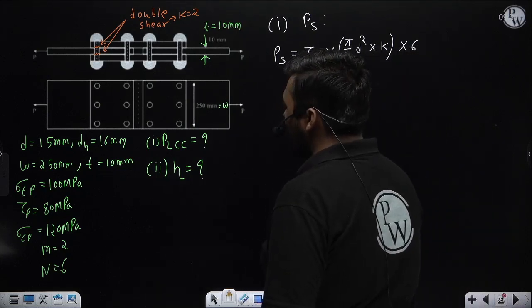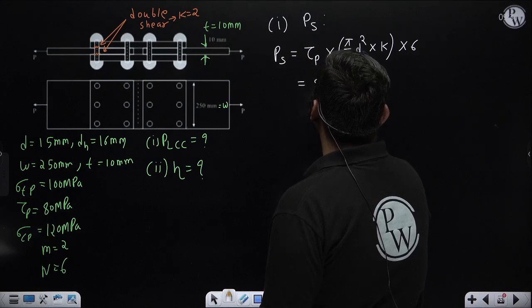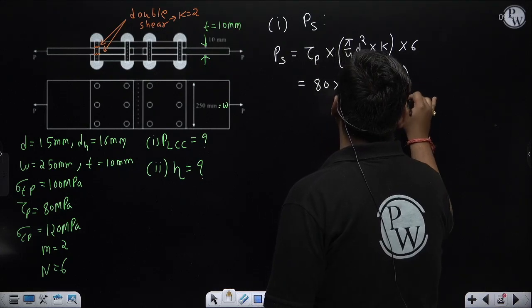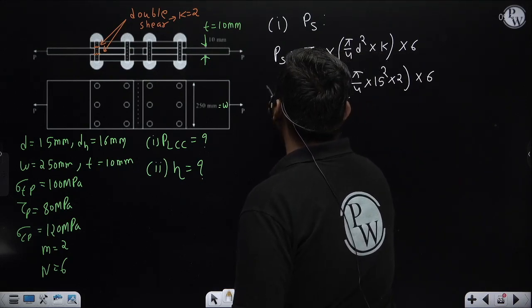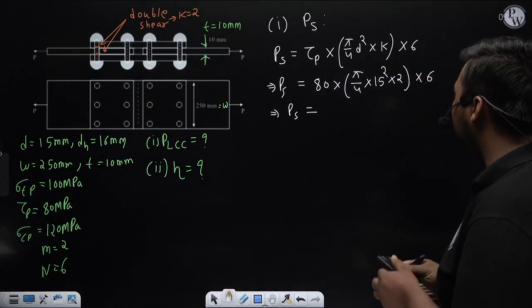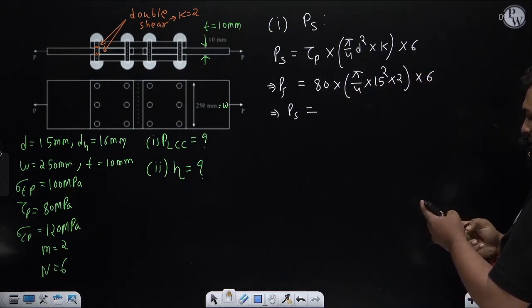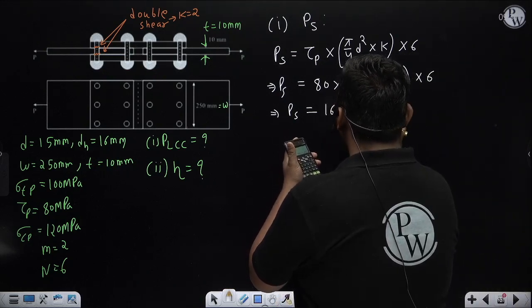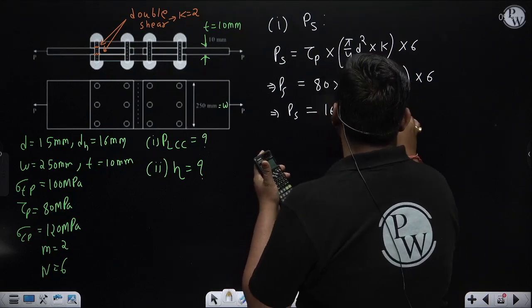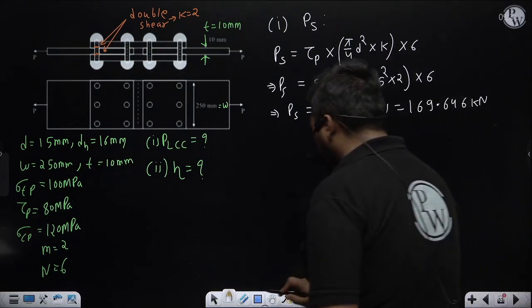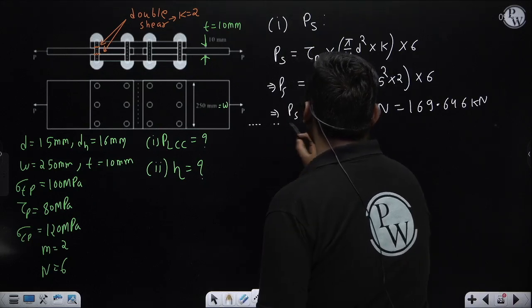Now how much is it coming to? Tau p is the permissible shear stress, which is 80, into pi by 4 d square, where d is the diameter of the rivet, which is 15 mm, into k is 2 because it is subjected to double shear, into number of rivets per plate is 6. Even by counting you can verify this. So we get the shearing load carrying capacity of this system as pi by 4 d square into 2 into 6 into 80. It is coming 169646 newton. If you write in kilonewton, it will come 169.646 kilonewton. So this is the shearing load carrying capacity of this system.